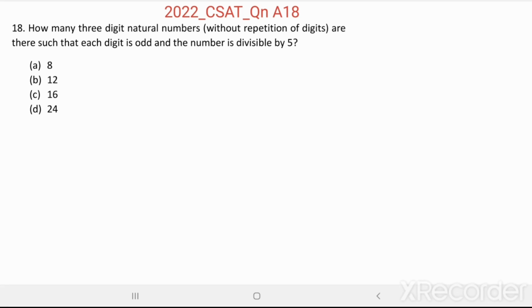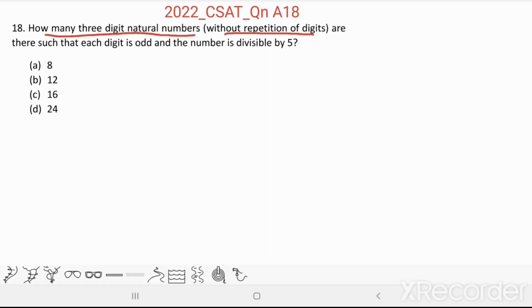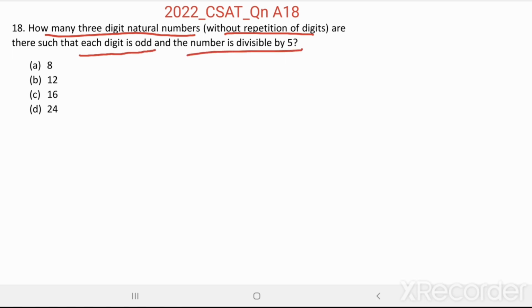Question number 18. How many 3-digit natural numbers without repetition of digits are there such that each digit is odd and the number is divisible by 5? Here we want to find how many 3-digit natural numbers are there without repetition of digits. Each digit is odd and the number is divisible by 5. Suppose this is the 3-digit number.